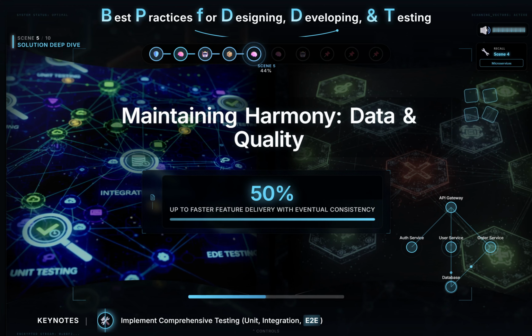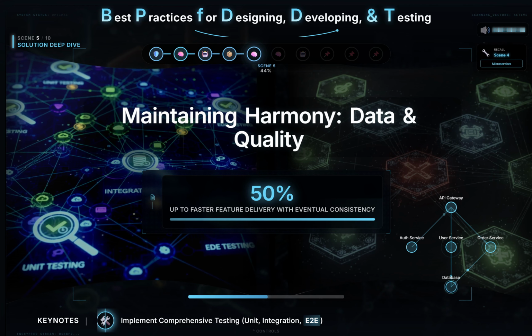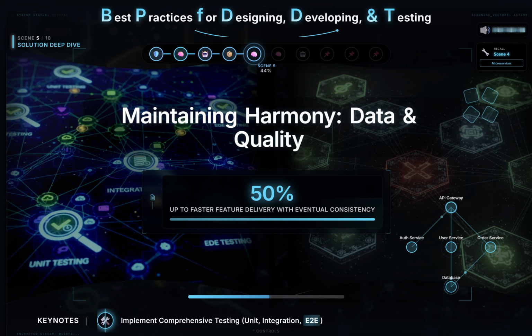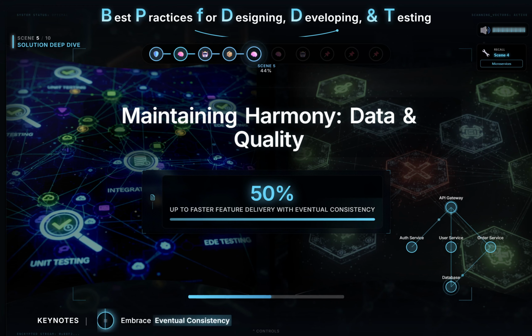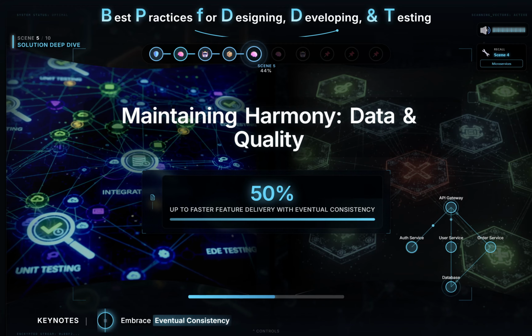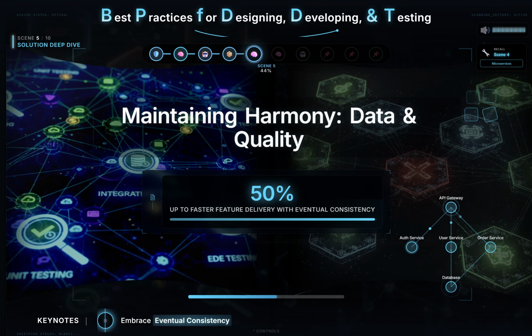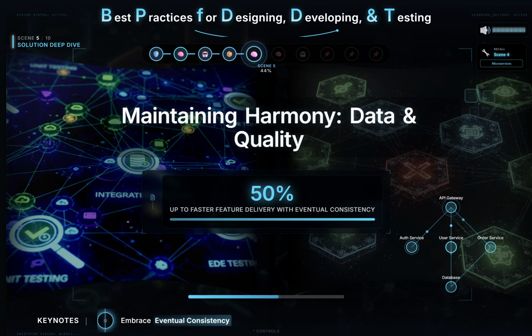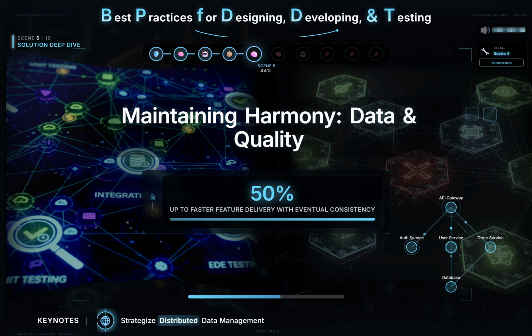I've seen teams wrestle with complex distributed transactions that try to mimic monolithic ACID properties, only to realize they've introduced more coupling and fragility. Instead, embracing eventual consistency with mechanisms like the Saga pattern can empower services to remain autonomous while ensuring overall data integrity over time.